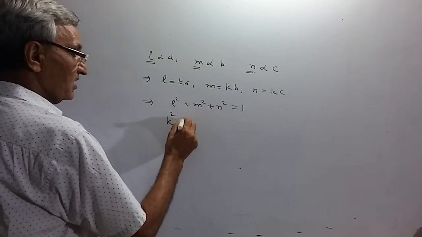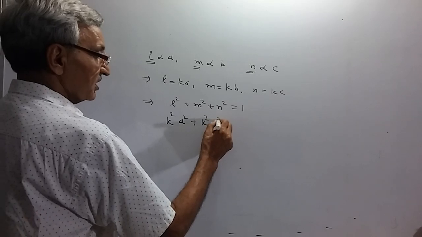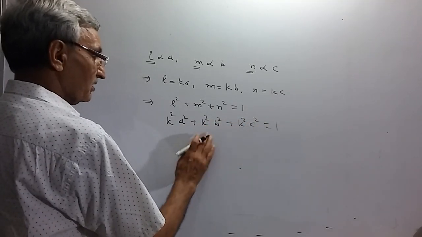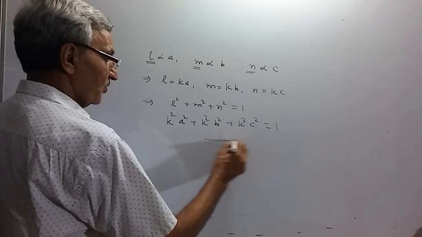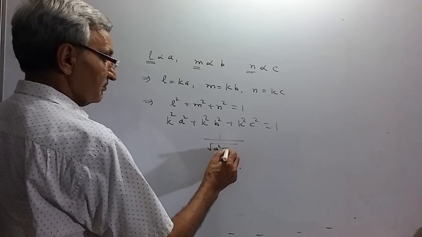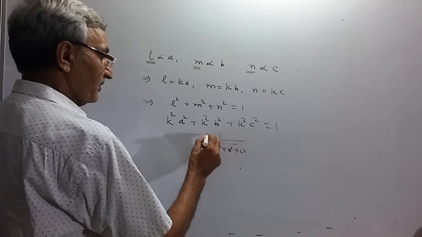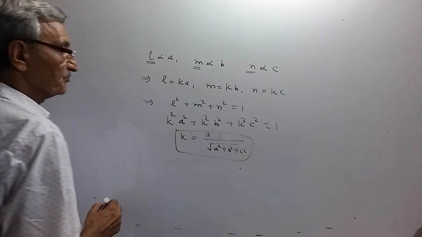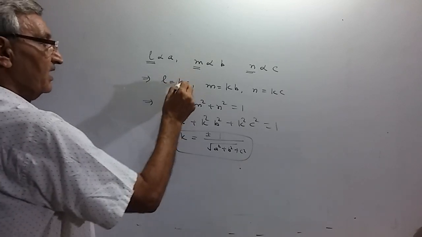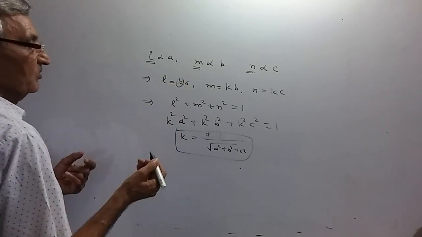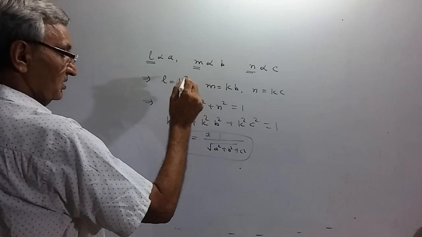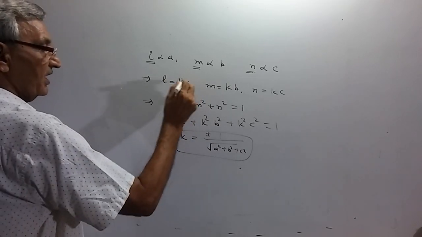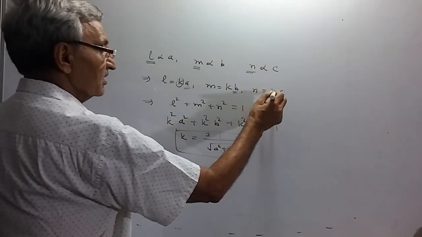Therefore, K squared A squared plus K squared B squared plus K squared C squared is equal to 1. Taking K squared common, 1 over the square root of A squared plus B squared plus C squared, plus or minus, is equal to K. K is equal to this. When I get K, I can find the direction when A, B, C are given to me.